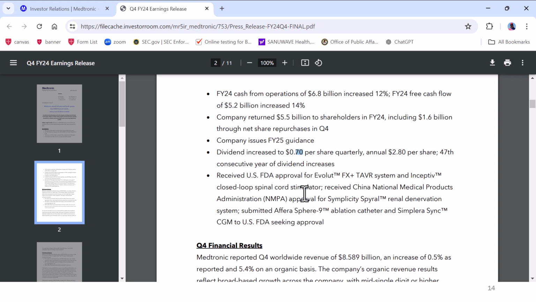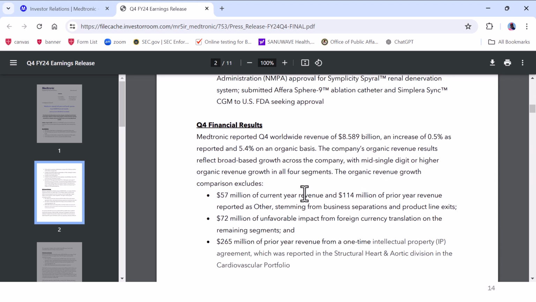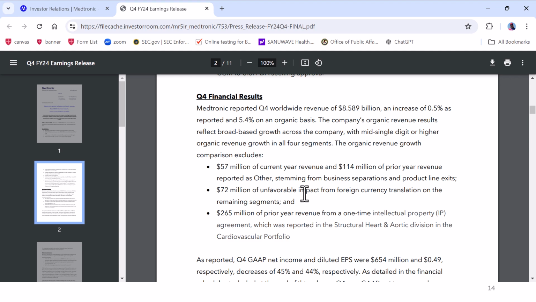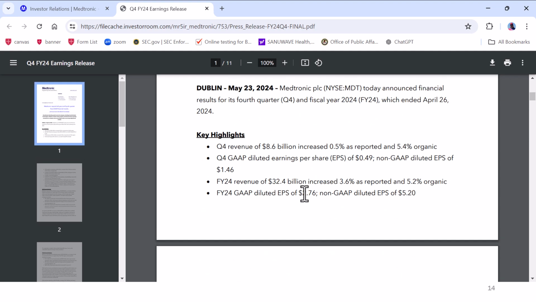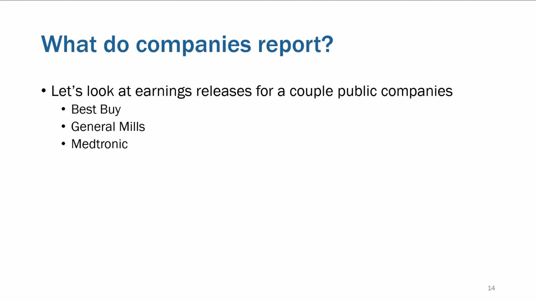Dividends, I guess they're saying what they have for dividends per share, and then some financial results. So again, we see a lot of their headlines right here. What I'm trying to say is you see a lot of focus on revenue changes, earnings per share changes, and operating income as well. So that's where we're seeing a lot of items.